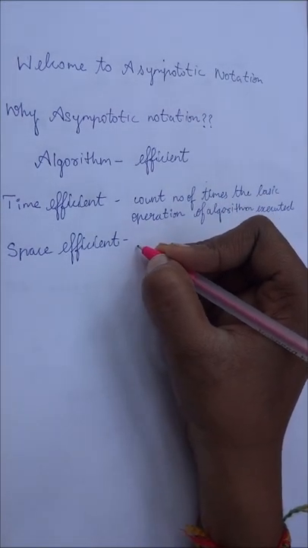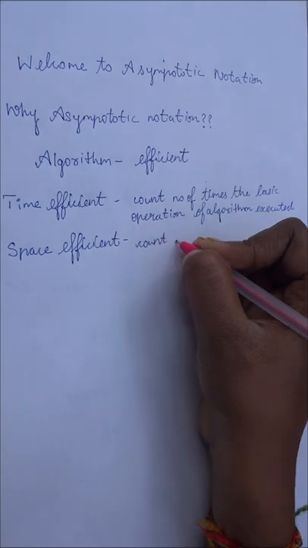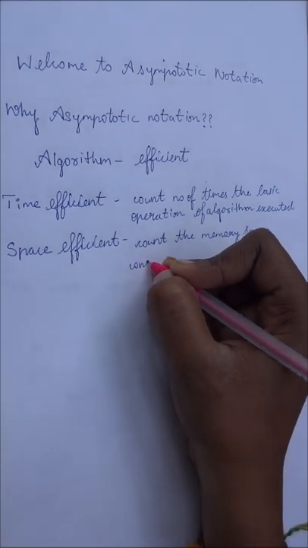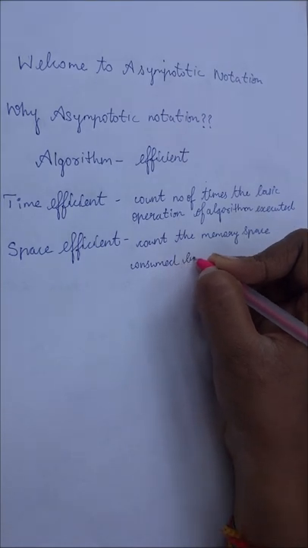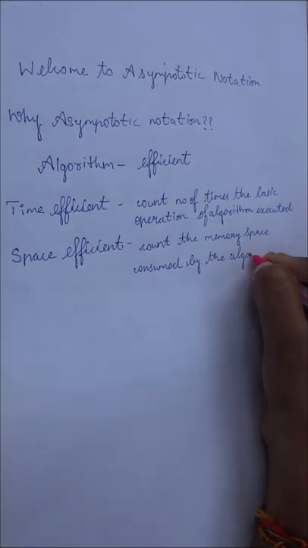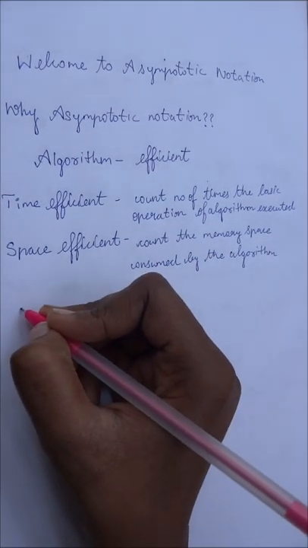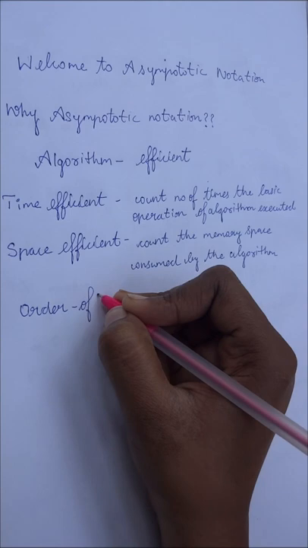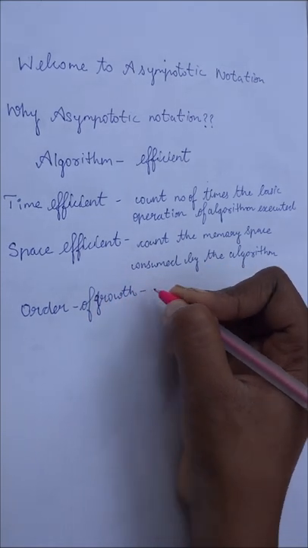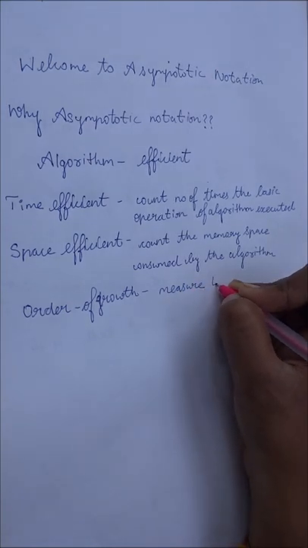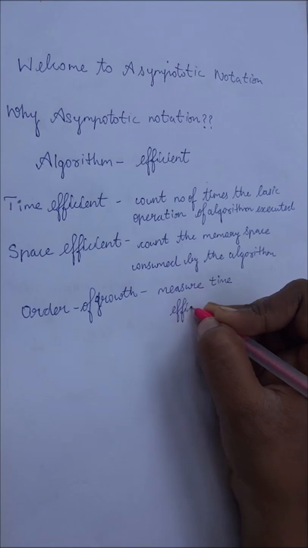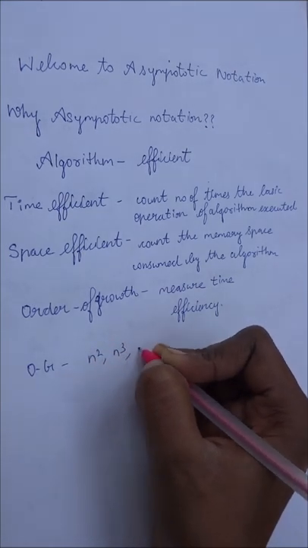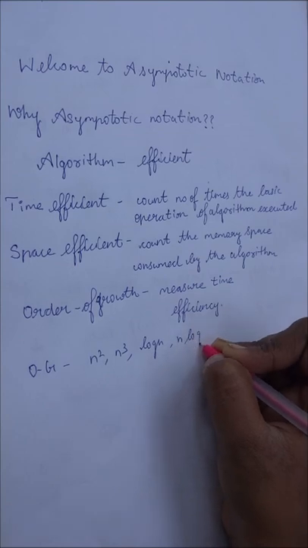And space efficiency is the count of the memory space consumed by the algorithm. We have order of growth. Order of growth is for measuring the time efficiency. In order of growth, we have n square, n cube, log n, n log n, and etc.